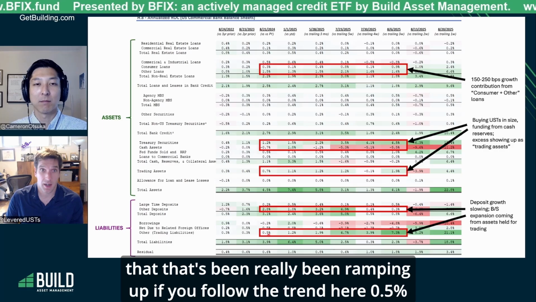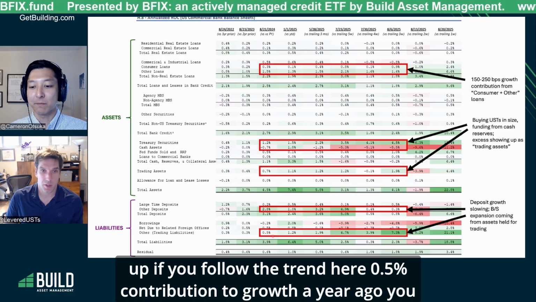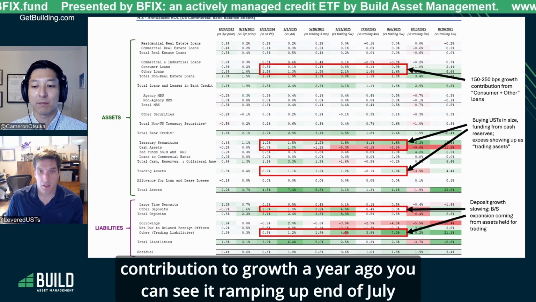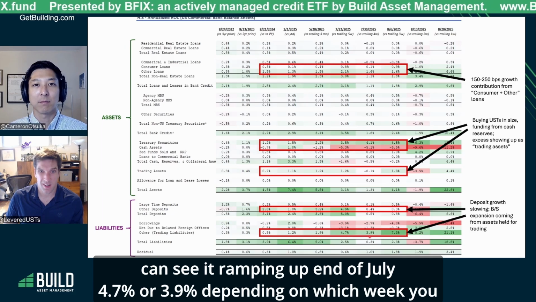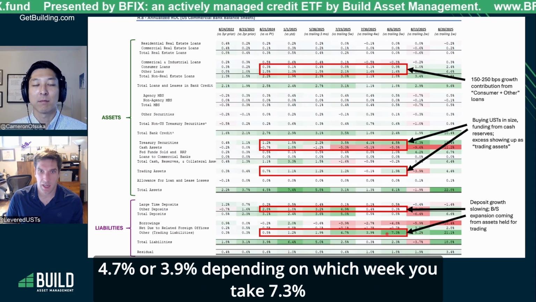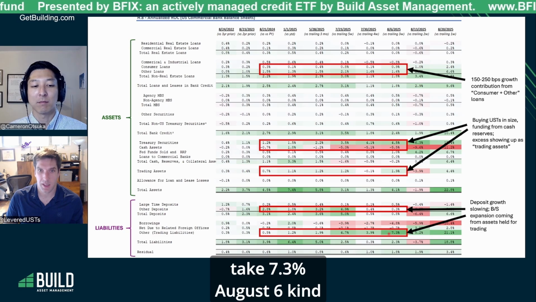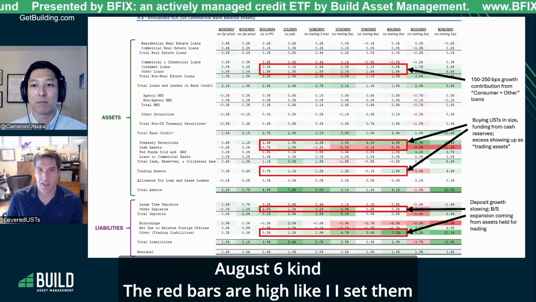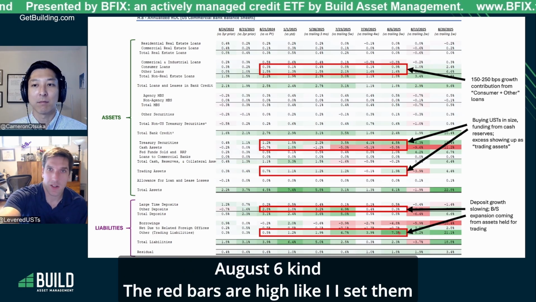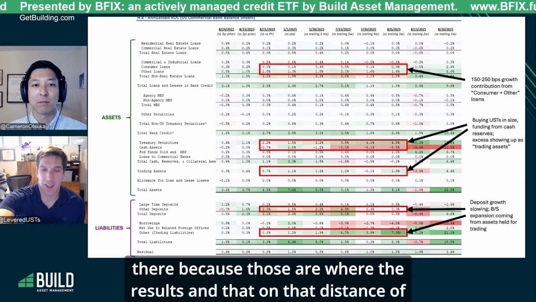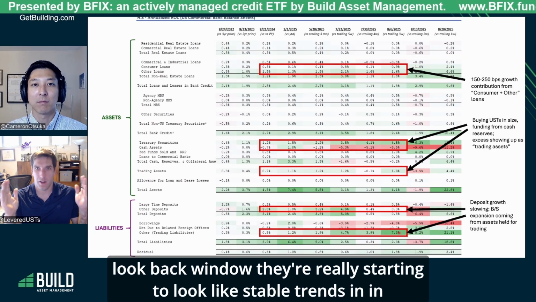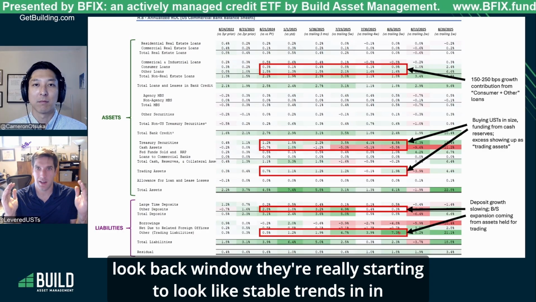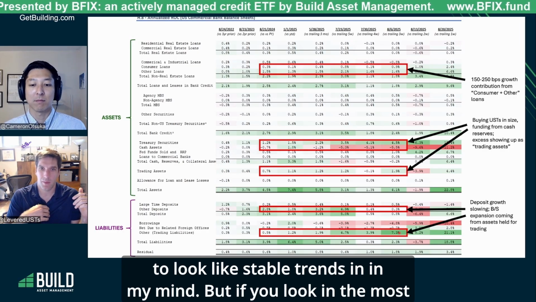If you follow the trend here, 0.5% contribution to growth a year ago. You can see it ramping up. End of July, 4.7% or 3.9%, depending on which week you take. 7.3%, August 6th, which, the red bars are high. I set them there because those are where the results are, and on that distance of look-back window, they're really starting to look like stable trends in my mind.